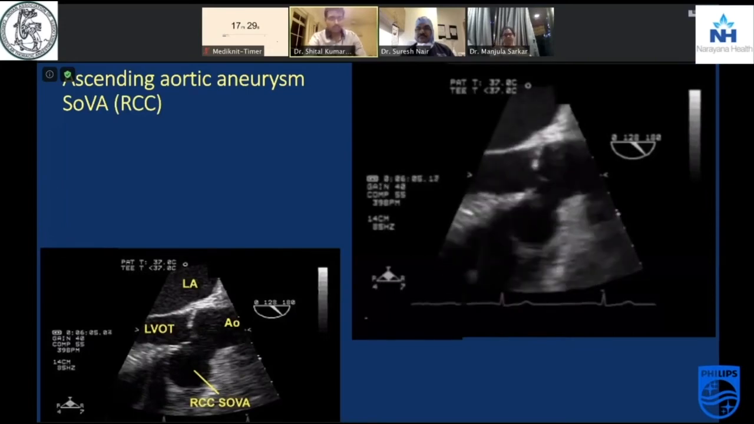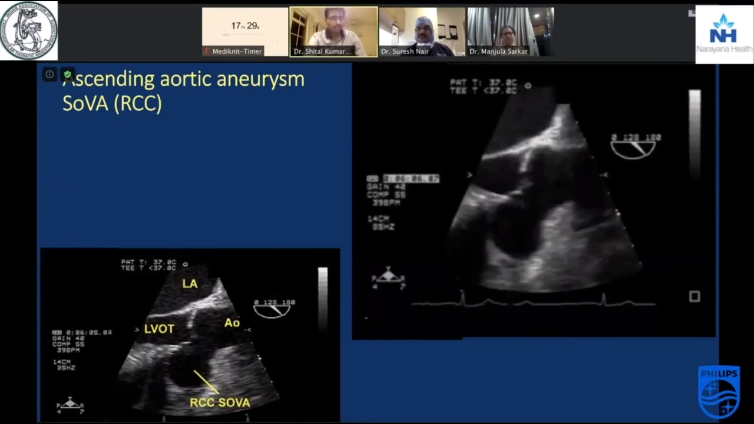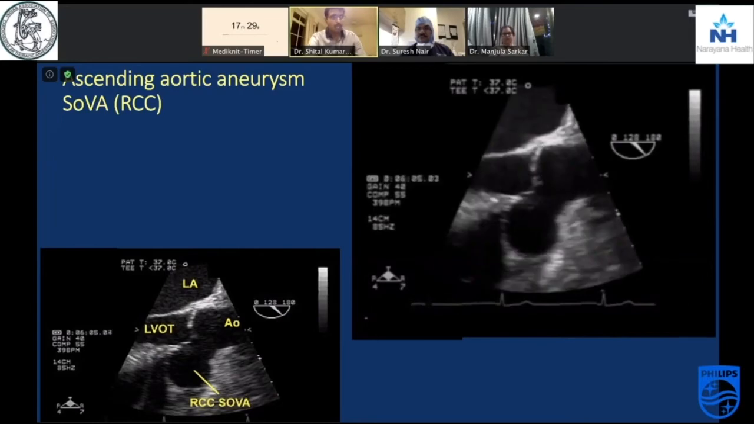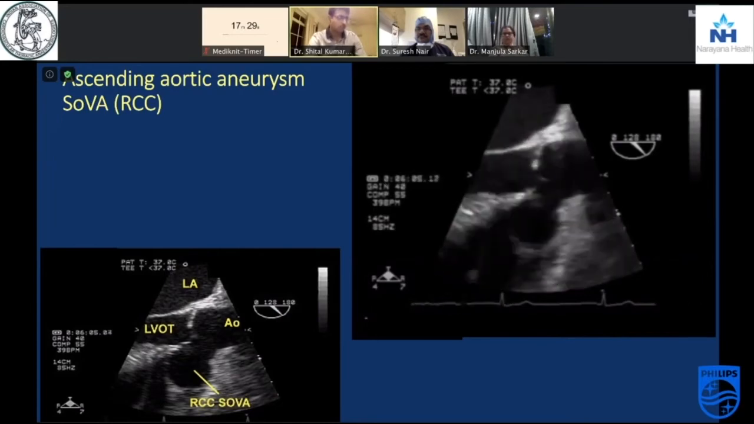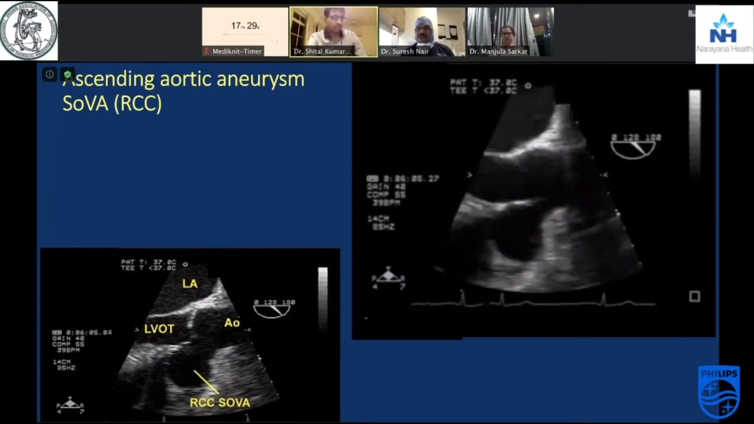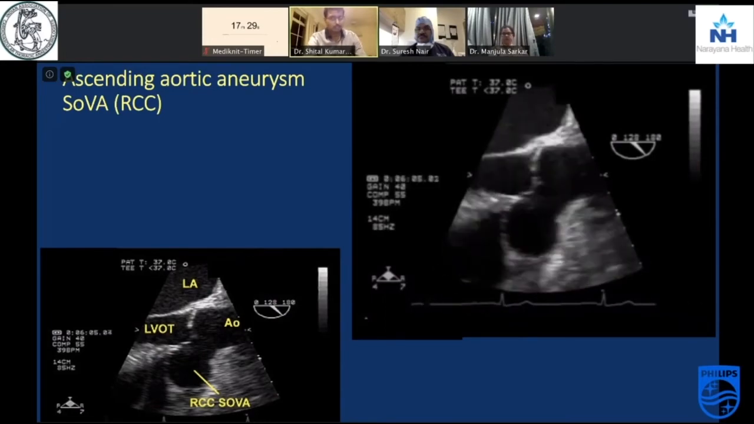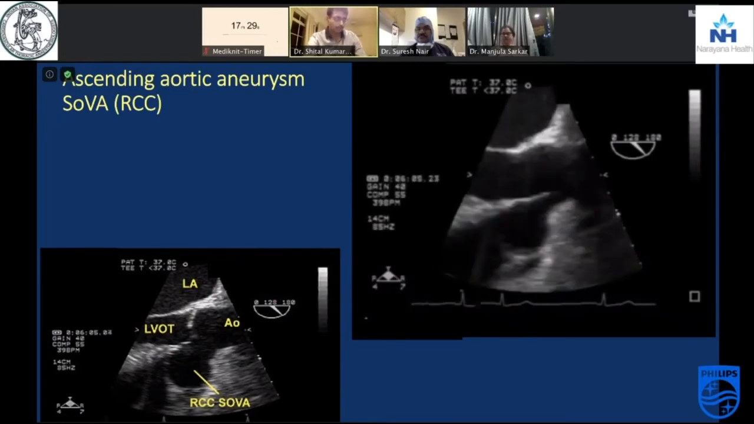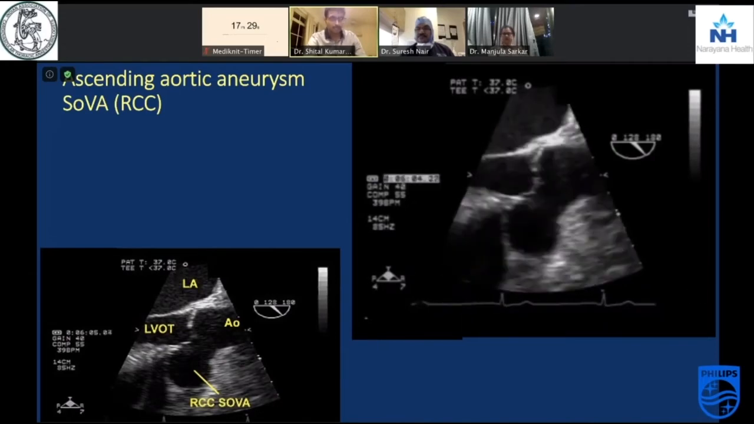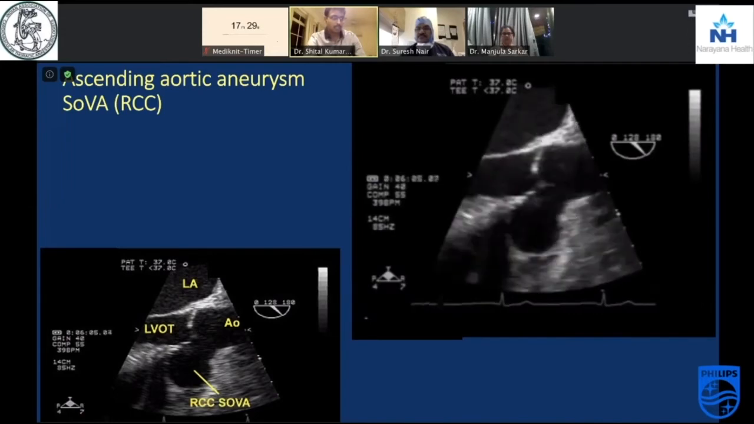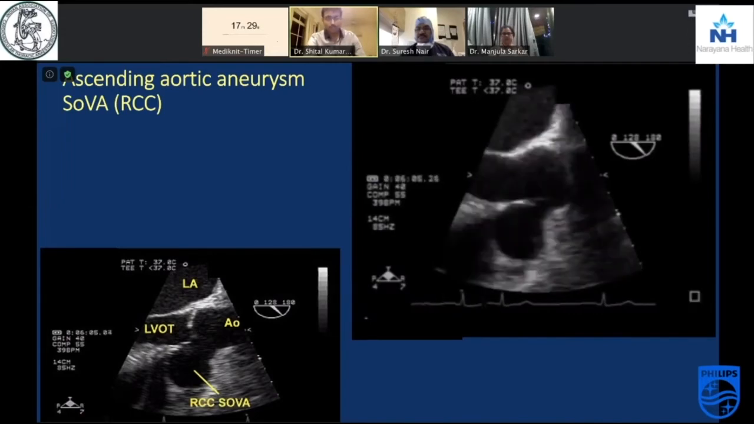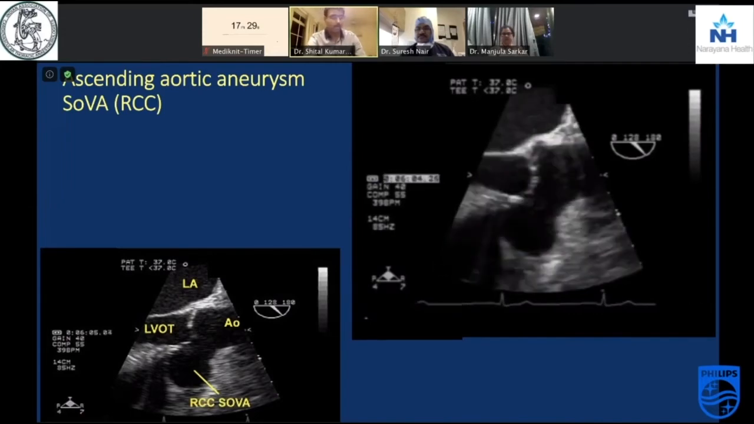So this is the video for the sinus of Valsalva aneurysm, right coronary cusp. There's communication with the adjacent structure, and the classical picture which is described is called the windsock appearance. So a right coronary cusp SOVA may protrude into the RA. And a large RCC SOVA may occlude the RVOT, and then you may have symptoms of RV failure.